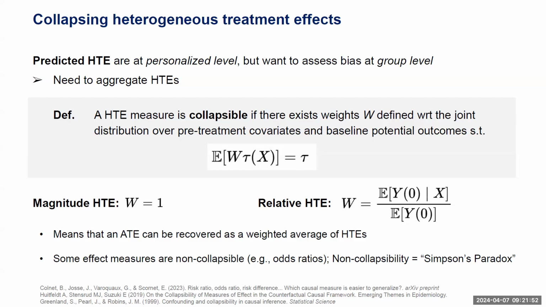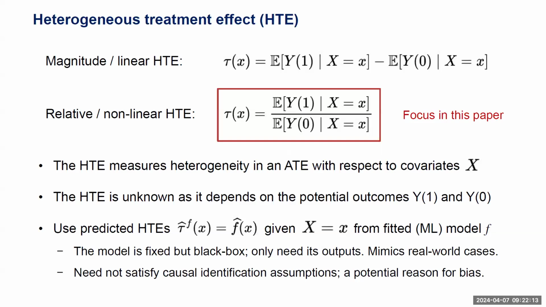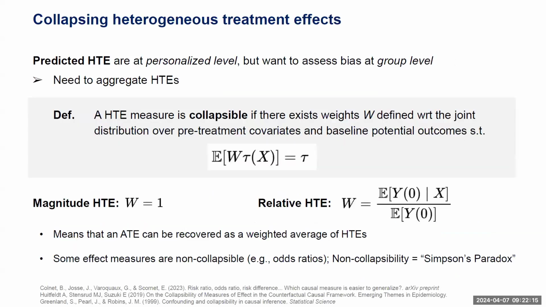So then we borrow a concept from the statistical literature. It basically says that such an individual heterogeneous treatment effect measure is collapsible to an average treatment effect if there exist weights of the joint distribution such that the weighted average of the heterogeneous effect equals the average effect. Right. So it's quite easy to see that if you would use this above measure, then weights are actually not needed, and that's why we don't focus on that case.